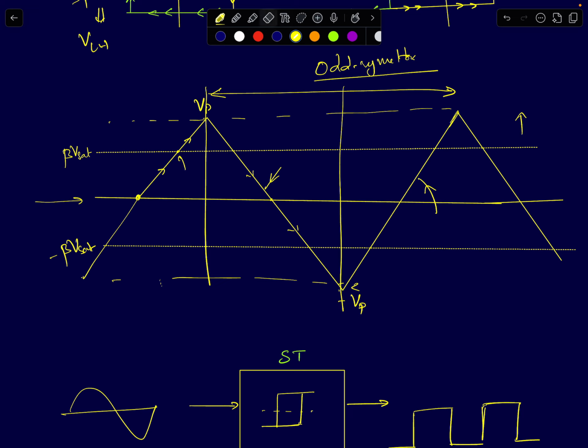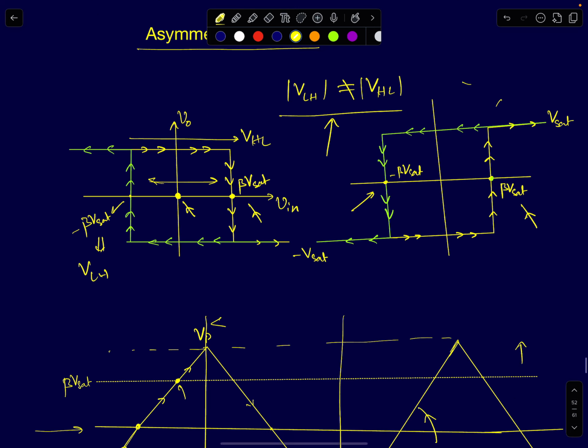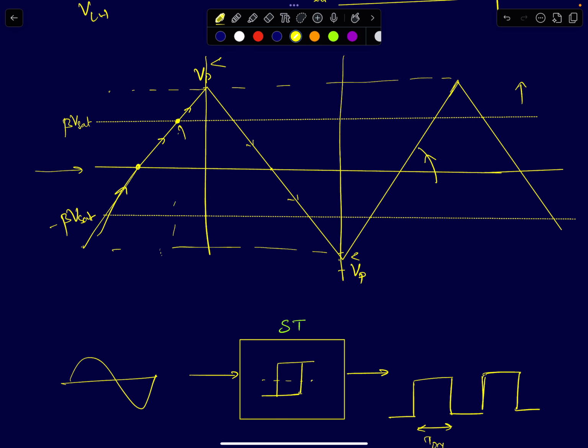Now if I pass this waveform through a Schmitt trigger, let's assume a non-inverting Schmitt trigger, what kind of output should you expect? If your input signal is increasing and crosses plus beta Vset, your output will become plus Vset. So at this point, when your input crosses plus beta Vset, your output will go to plus Vset. Before that, it is going to be at minus Vset.